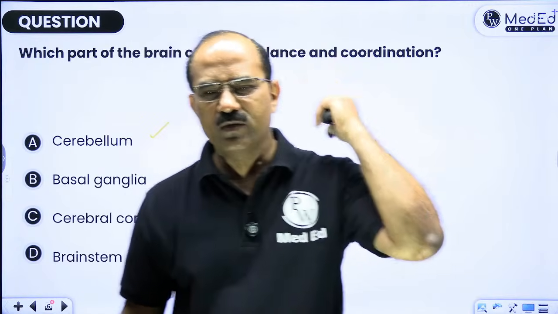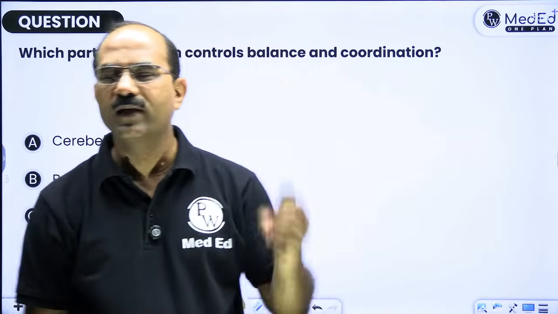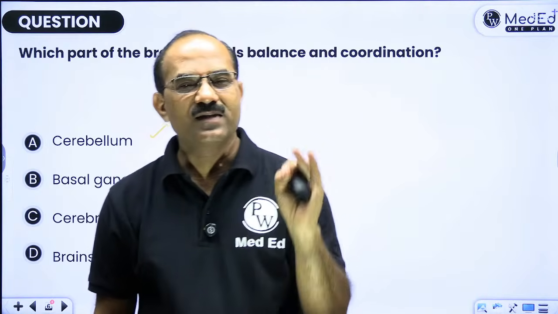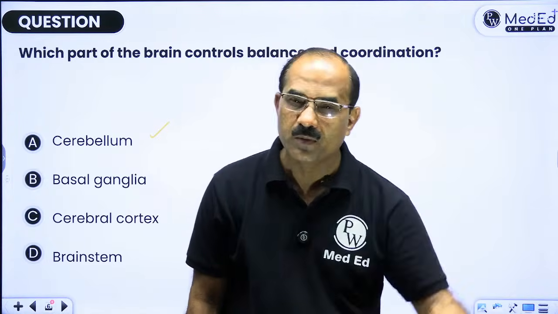So two more MCQs I've told you about the cerebellum. Number one, the largest nucleus of the cerebellum is the dentate nucleus. And the second one is the Purkinje cell is the only motor output from the cerebellum.